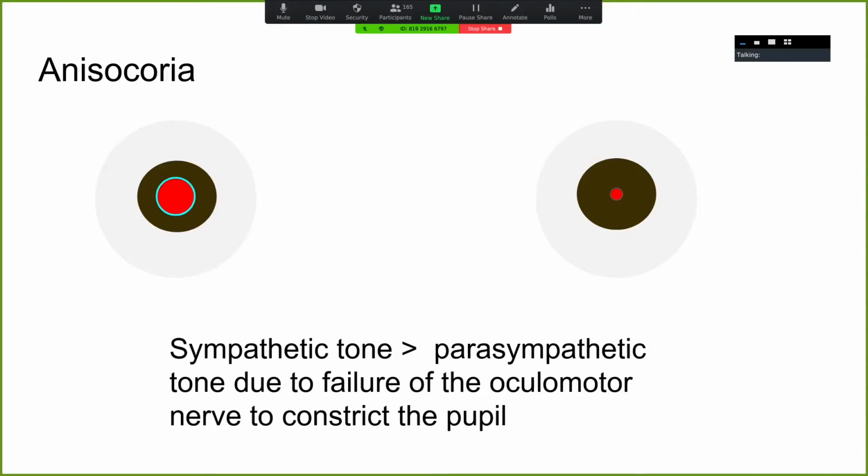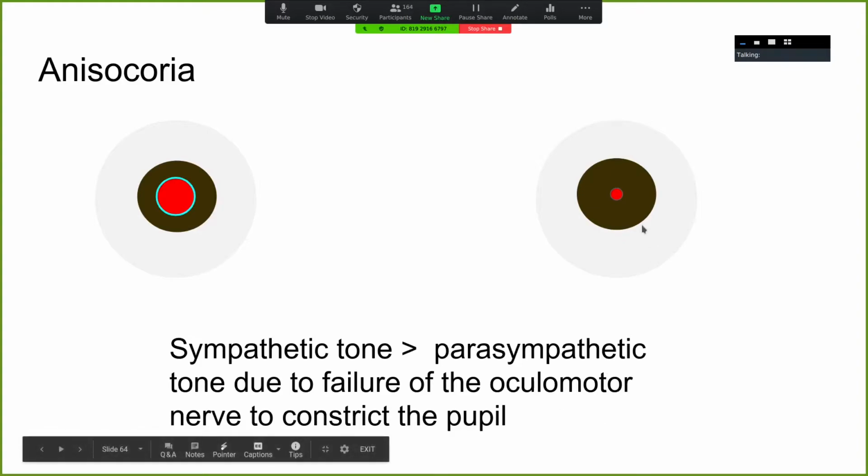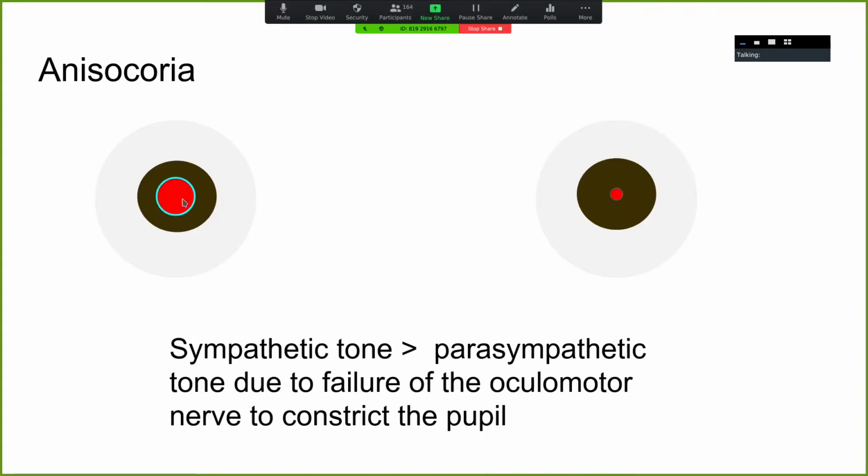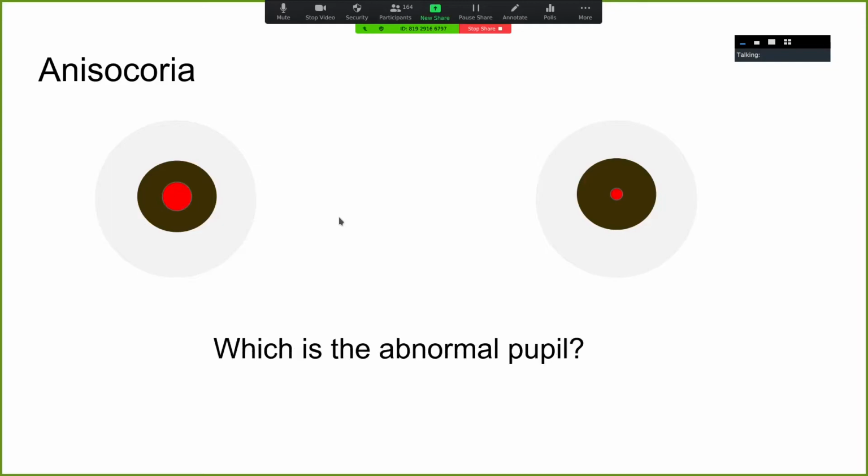Okay, so the moment there is a problem with the parasympathetic, like a compromised oculomotor nerve, then what wins is the sympathetic side. So if the sympathetic side is unopposed, then the pupil will dilate relative to the other pupil that you see here. That's because the pupil here failed to constrict. So if the constrictors fail, the dilator wins. So again, which is the abnormal pupil? The answer is it depends.